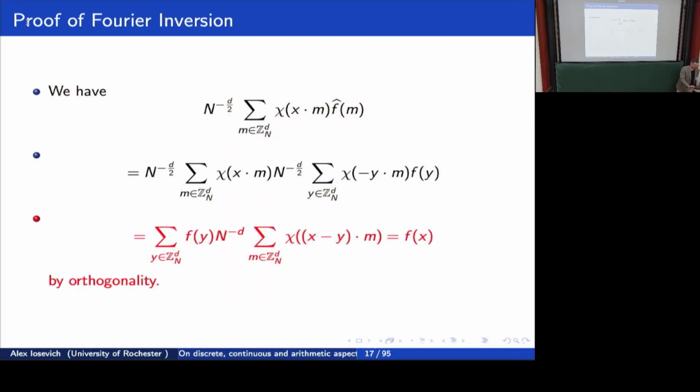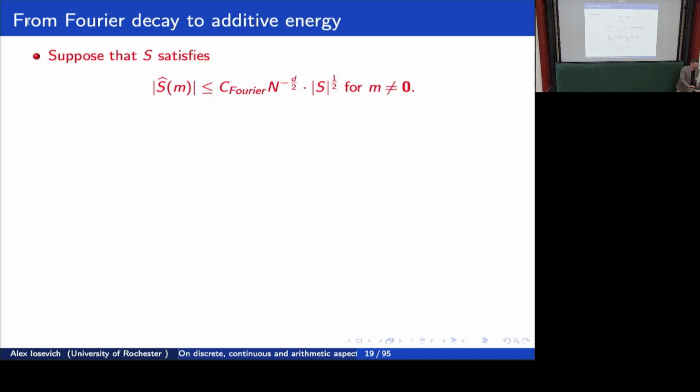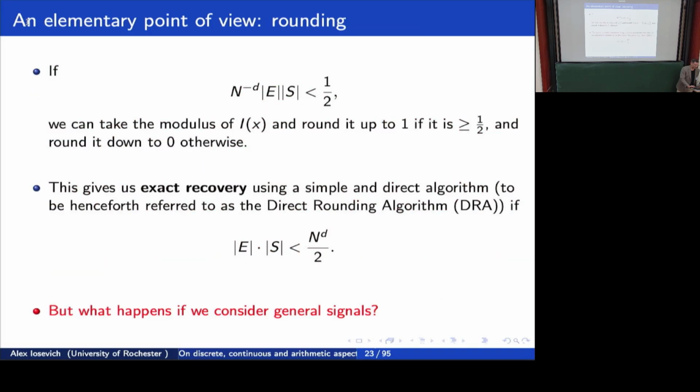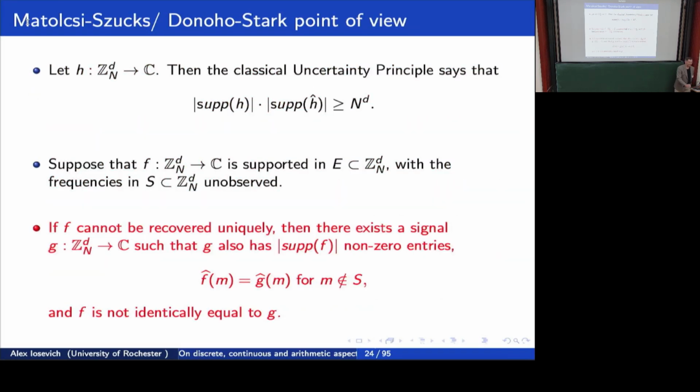But let me just very quickly remind you what happens. Go straight to the Matolcsi, Szucs, Donoho, Stark point of view. The way it works is, suppose that you send a signal and some frequencies are missing. What does it mean that you cannot recover them? It means that there exists another signal g with support of the same size, so that the Fourier transforms agree except on the missing frequencies, of course.